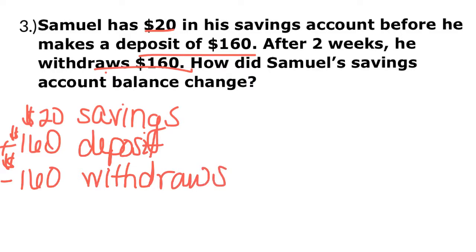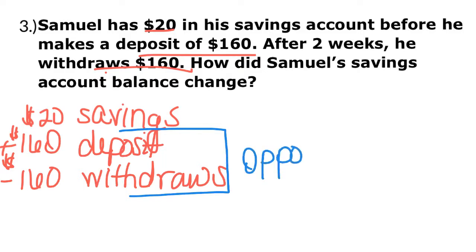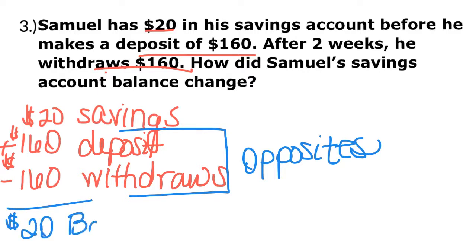They're asking how his savings account balance changed. These quantities, plus 160 minus 160, these are opposites. Opposites cancel each other out. So he's going to have an ending balance of just that $20 that he started with. If you need some extra time, please hit pause.